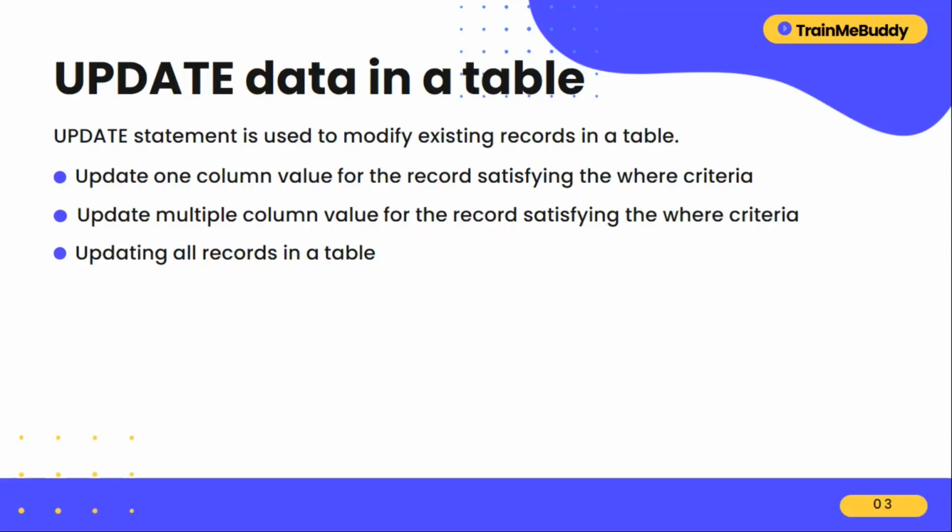We use the update statement to modify the existing records in a table. So we'll go through different variations of the update statement. We'll be using the update statement to update one column value for the record which satisfies the where criteria. Then updating multiple column values for those records which satisfy the where criteria, and updating all the records in a table.